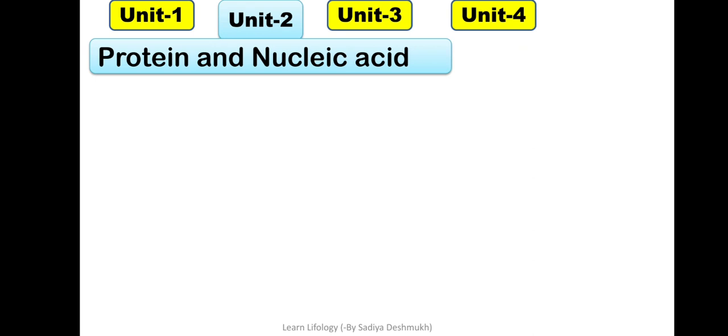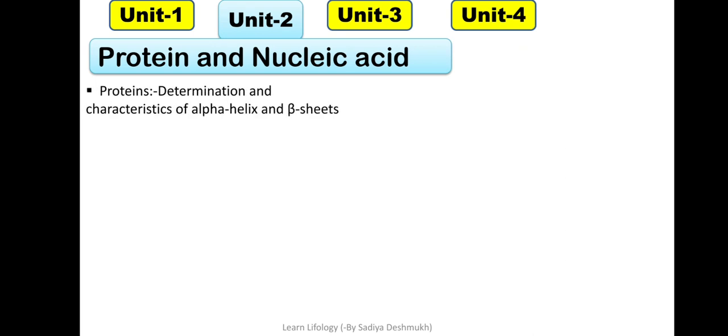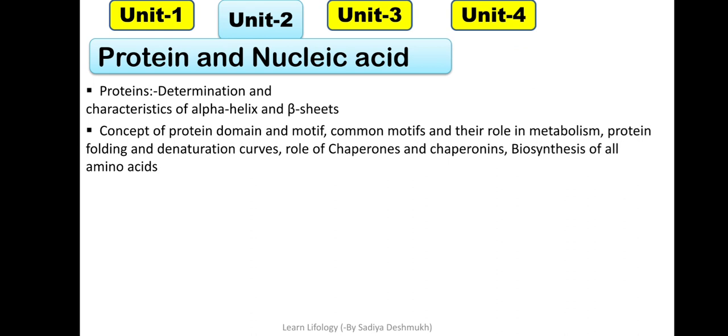The next unit is protein and nucleic acid. From proteins and nucleic acid, in proteins we have the determination and characteristics of alpha helix and beta sheets, that is the secondary structure of protein.